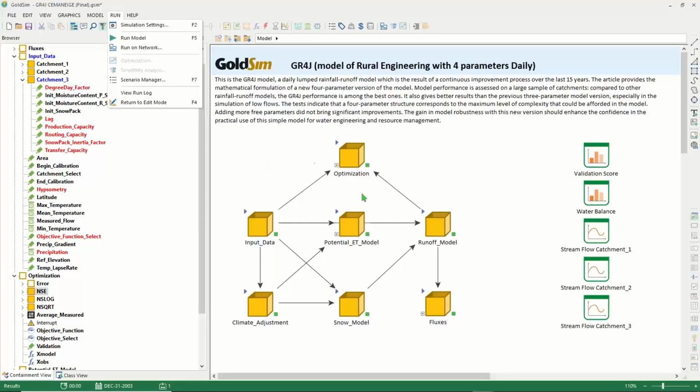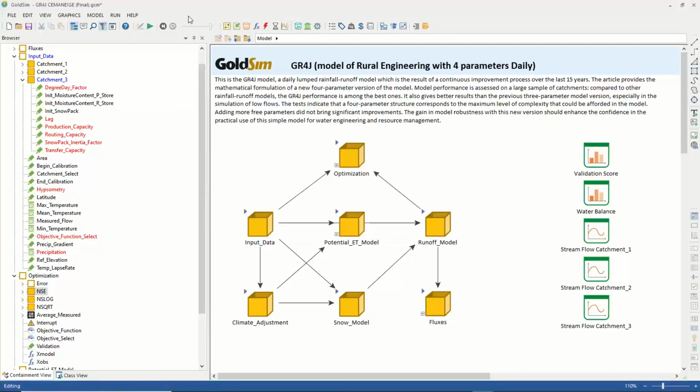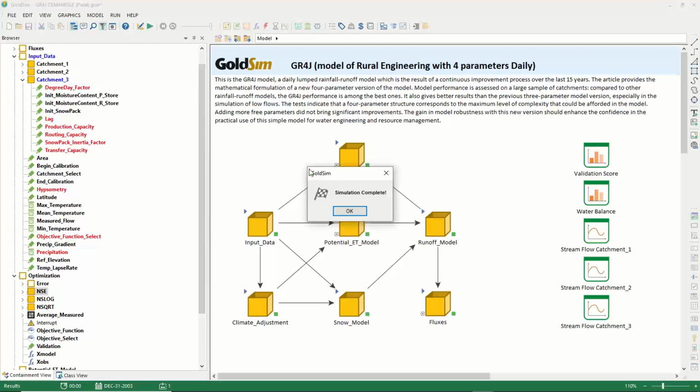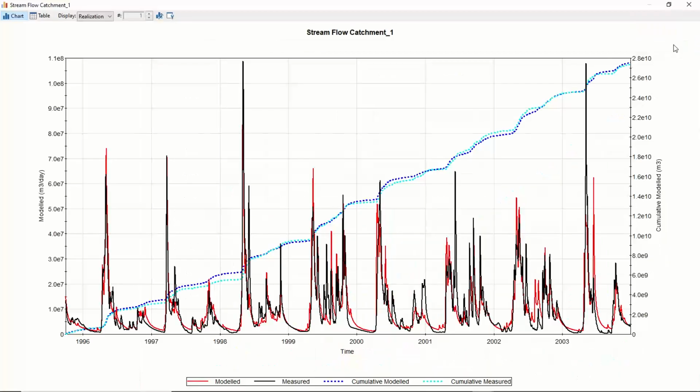So let's just take a look. The model takes less than 1 second to run, so that's not bad. So that's catchment number 1, North French River. Like I said, it's a pretty good fit when you look at red, the model, and black, the measured. I really put some weight on wanting a cumulative that matches measured. So this is pretty good, and we'll see the validation score after.